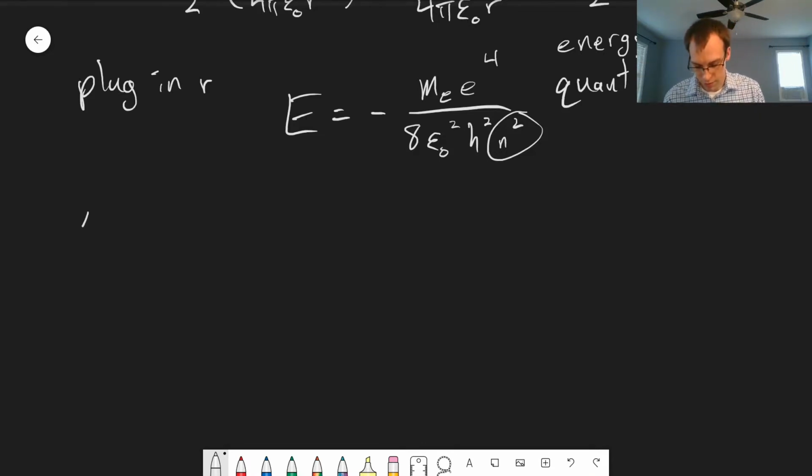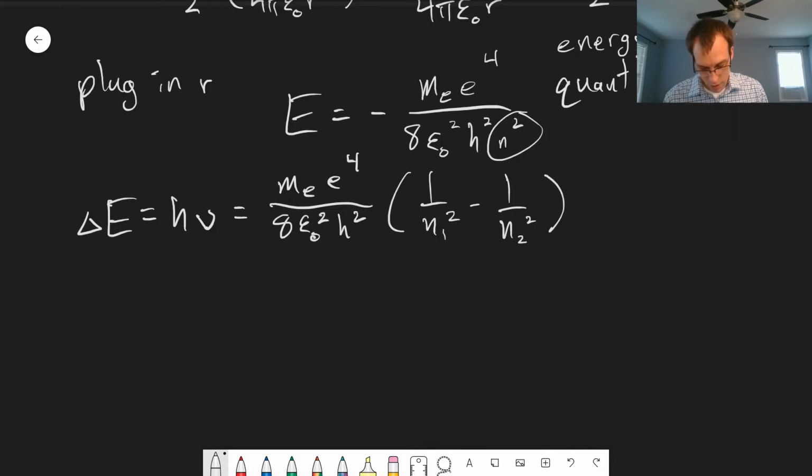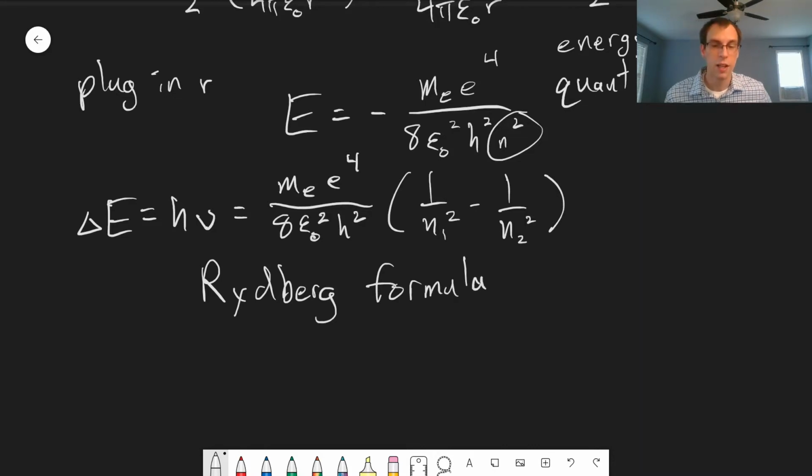And so we can solve for differences in energy, which are going to be equal to the energy of those photons, h nu, and then we can show that that's just going to be different integers that show up in this n squared. So m_e e to the 4th over 8 epsilon naught squared h squared, and then we'll have differences in these integers, 1 over n1 squared minus 1 over n2 squared. And so this is the Rydberg formula. So this was one of the clues that Bohr was on the right track.